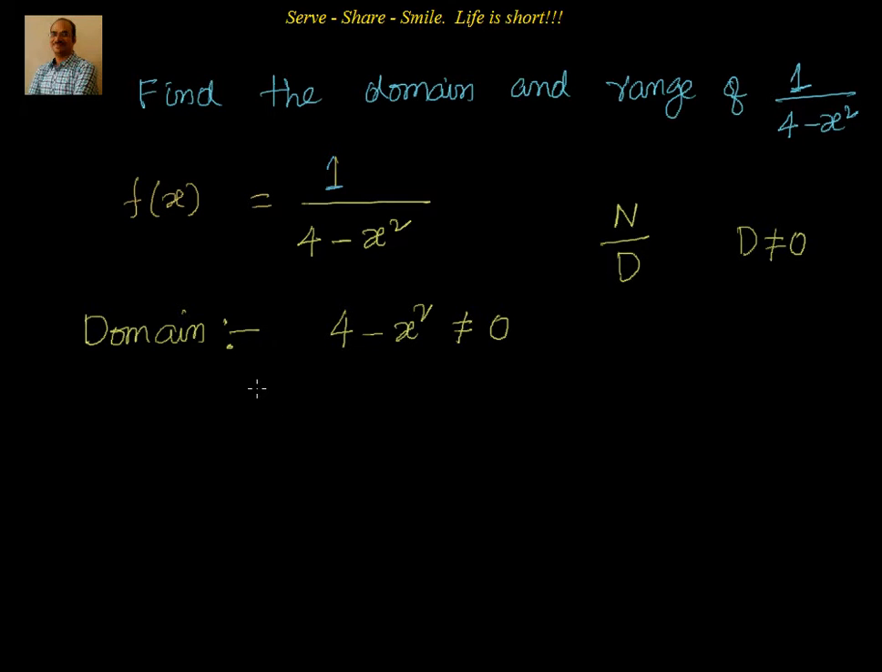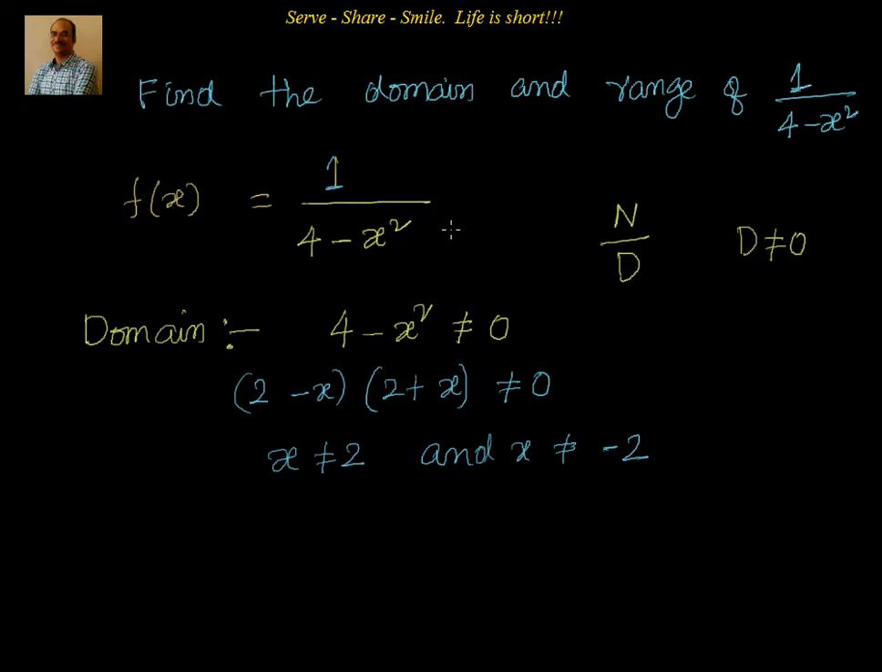Now what is 4 minus x square? It is in the form of a square minus b square. Can I write it as a minus b into a plus b, that is, 2 minus x into 2 plus x, not equal to 0? Both of them independently should not be equal to 0. Therefore x is not equal to 2, and also x is not equal to minus 2. Whenever the x value is 2 or minus 2, the function is not defined. Otherwise the function is properly defined. Therefore the domain is R, all the real values other than minus 2 and 2.